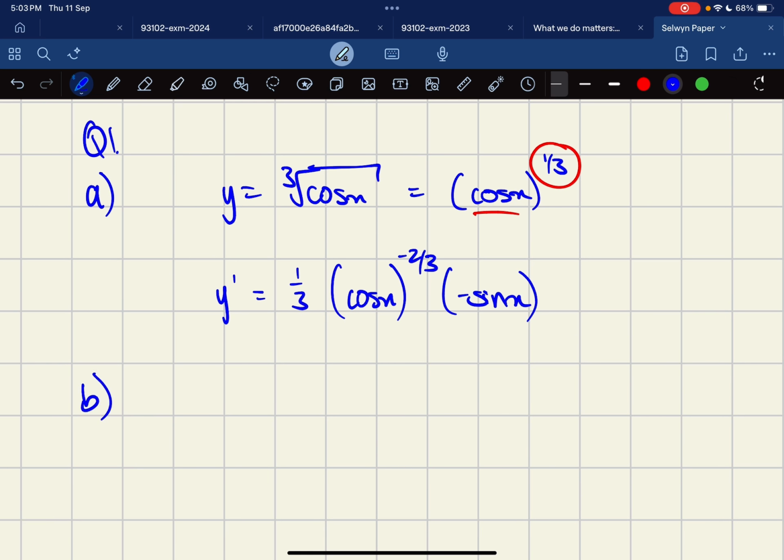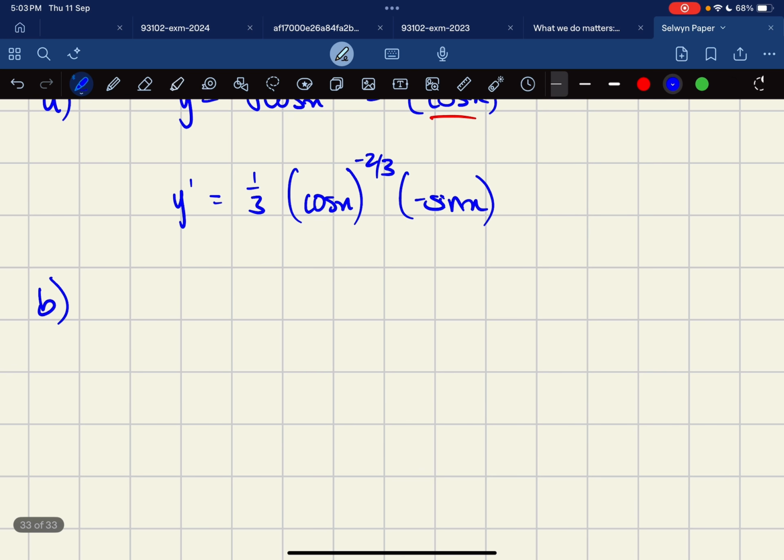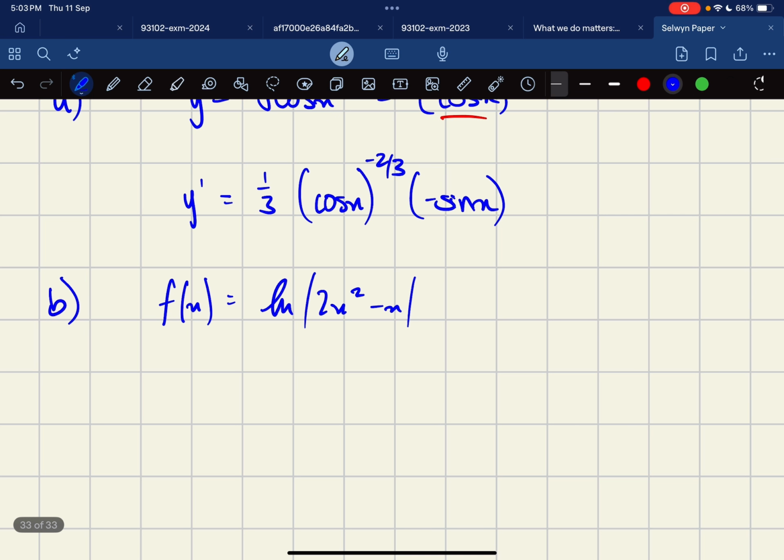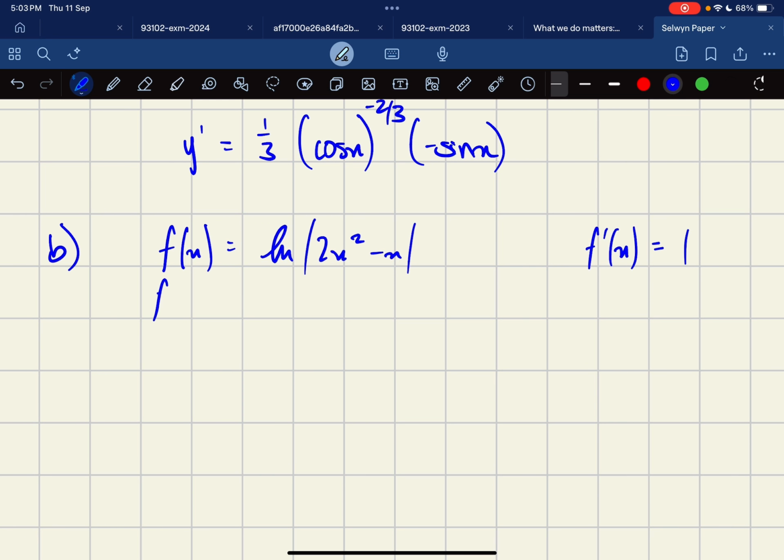Okay, part B. Give the coordinates of the point on the curve f of x equals ln of 2x squared minus x, the coordinates of the point that has a gradient of 1. So at what point does this gradient equal 1? So we need to find the derivative function first, or the gradient function. So we're going to derive this to get f prime of x is equal to 1 over 2x squared minus x. And then using the chain rule, I have to multiply it by the derivative of the inside function.